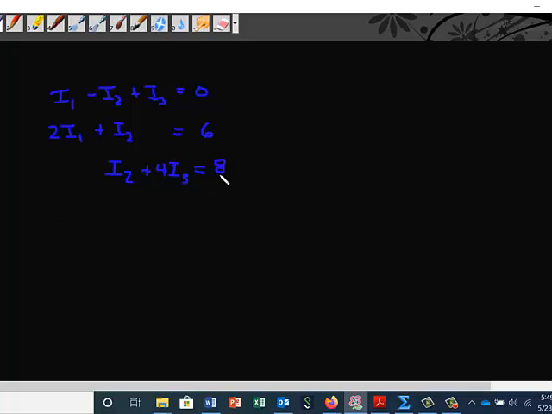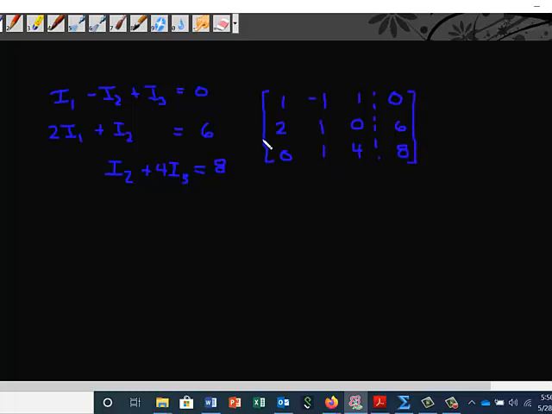So in this case, we'll write this as a 3 by 4 matrix. So 1, -1, 1, 0. This will be 2, 1, and 0. This will be 6, and this is 0, 1, and 4, which is equal to 8.